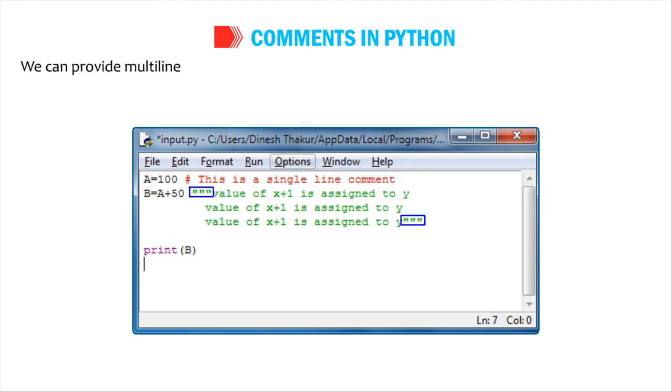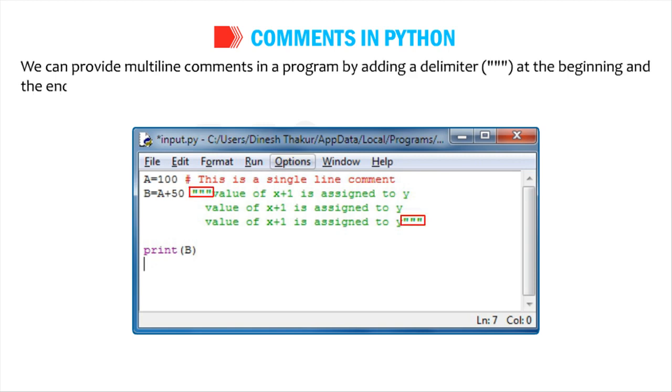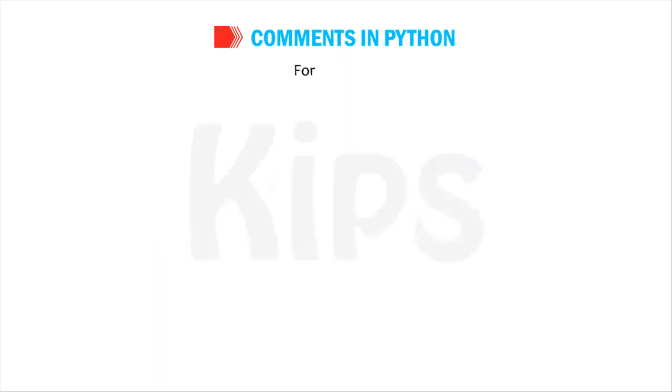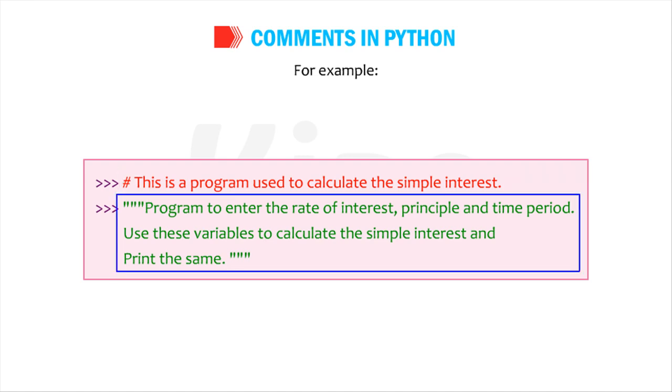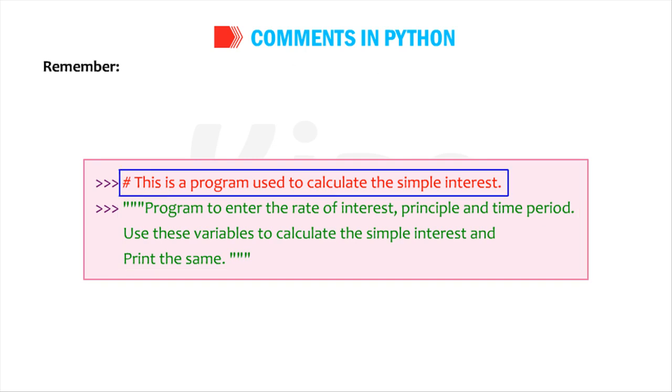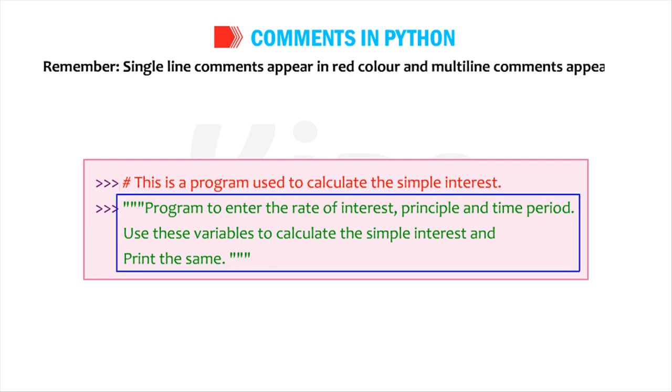We can provide multi-line comments in a program by adding a delimiter at the beginning and the end of the comment. For example, hash: this is a program used to calculate the simple interest. Triple double quotes. Program to enter the rate of interest, principal and time period. Use these variables to calculate the simple interest and print the same. Triple double quotes. Remember, single-line comments appear in red color and multi-line comments appear in green color.